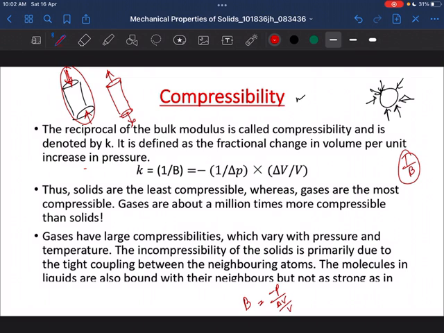तो यहाँ पर compressibility that is K, that will be equal to what, इसका रेसिप्रोकल मतलब del V by V divided by, अच्छा माइनस आएगा P. That's your compressibility. Okay, and here we have this del P. Del P basically means what, change in pressure.